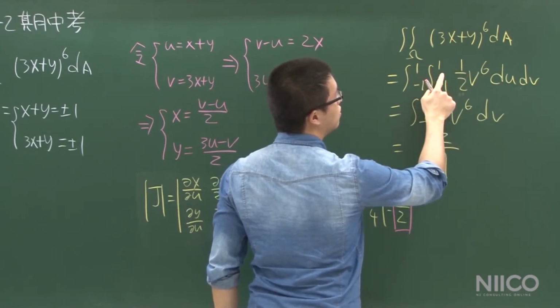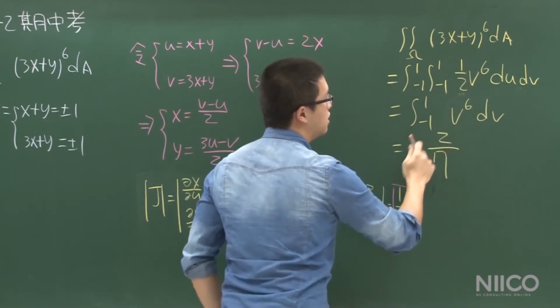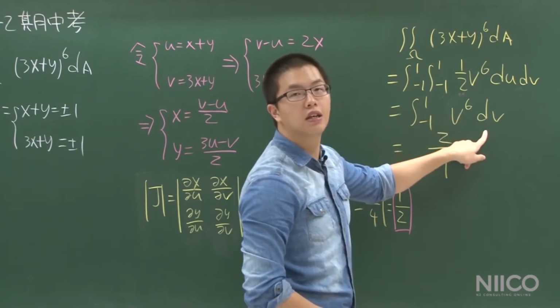So the answer is just 1 over 7 times v to the 7th, and v is from negative 1 to 1. So the answer is just 2 over 7, and that is the answer to this problem.